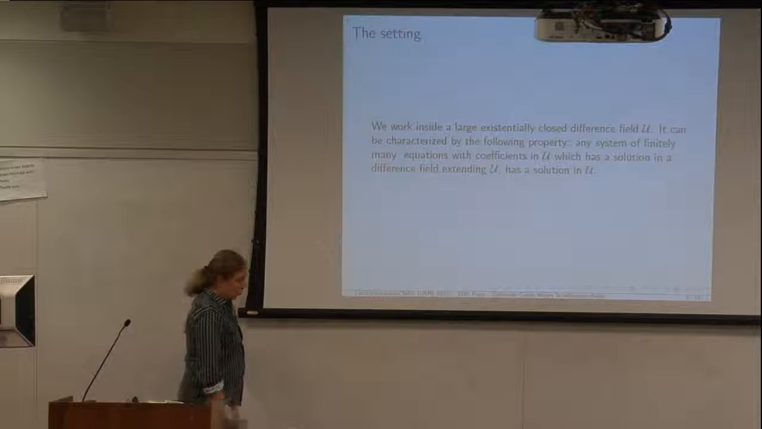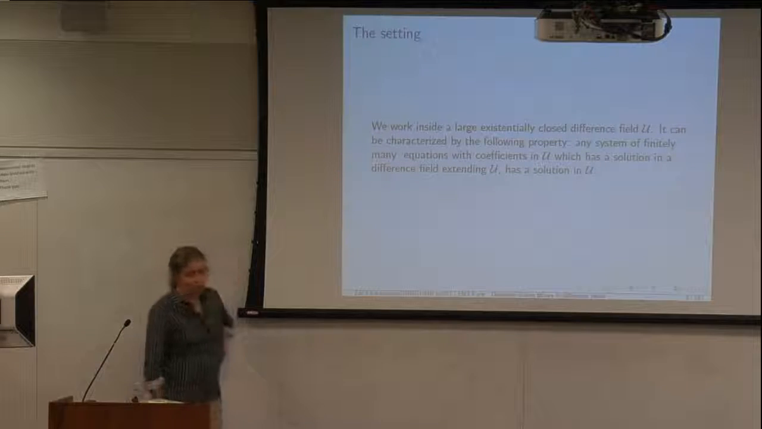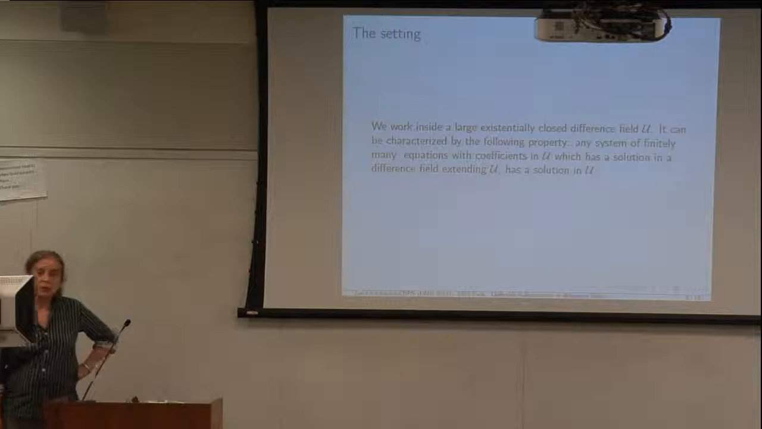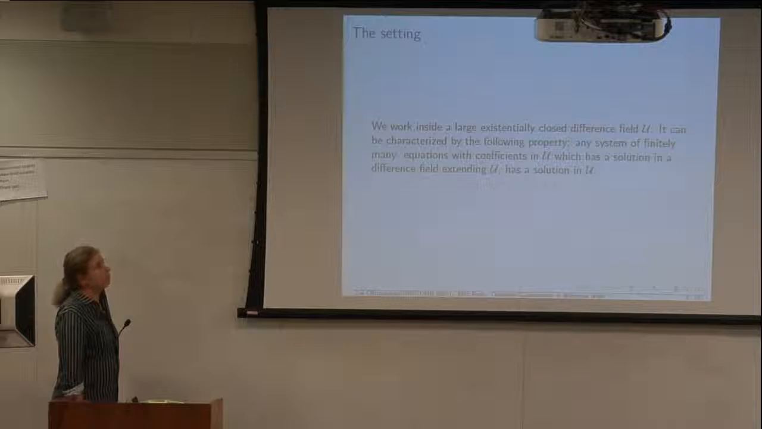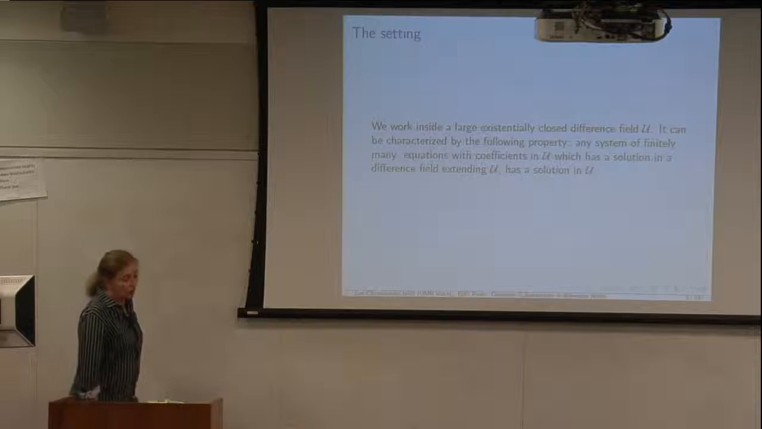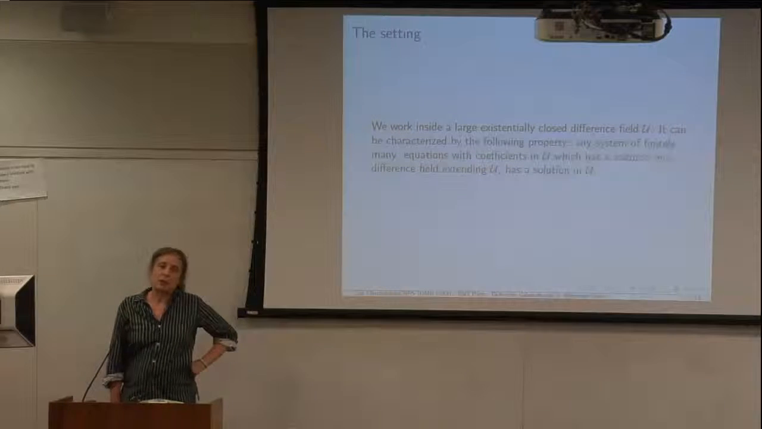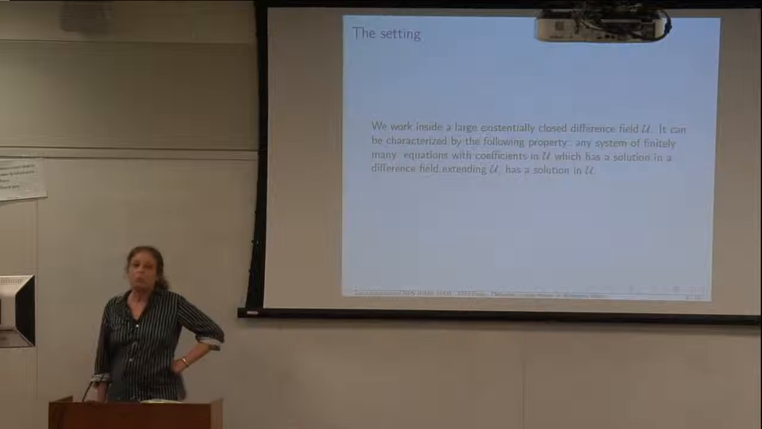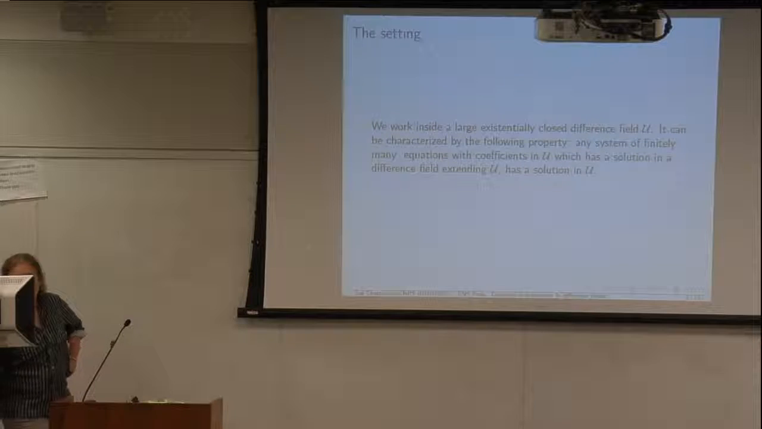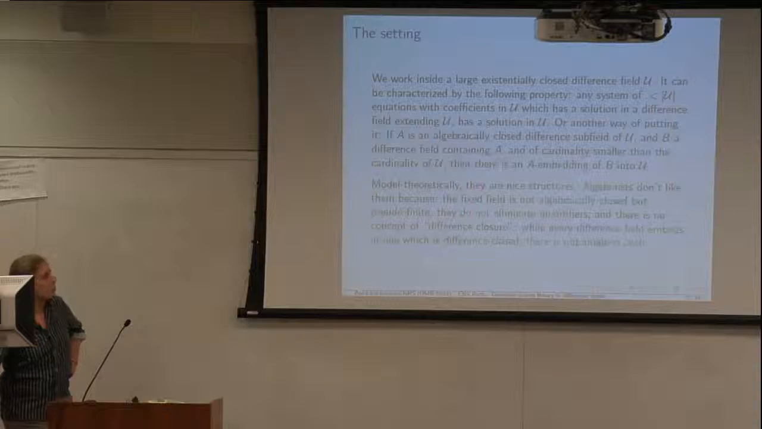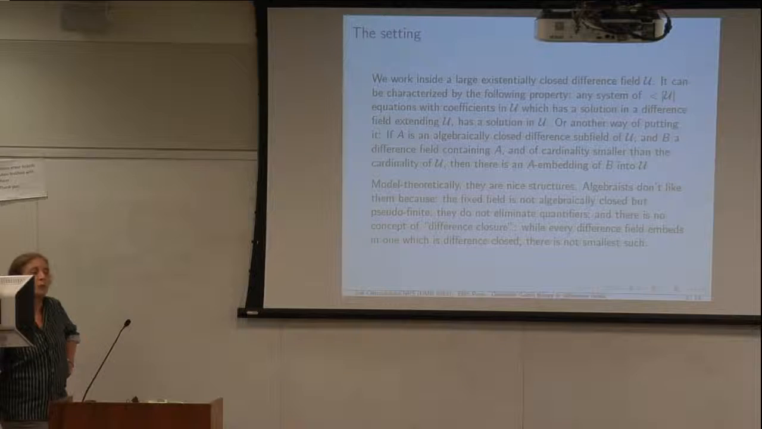So, as I said, I'm working in difference algebra. I'm working inside a large, existentially closed difference field U. A difference field is a field with a distinguished automorphism. To be existentially closed just means that any finite system of difference equations which has a solution in a field extension of U has a solution in U. Because we want to work in a large one, I'm actually going to strengthen this condition to arbitrary systems of difference equations, so infinite but of size smaller than the size of U.